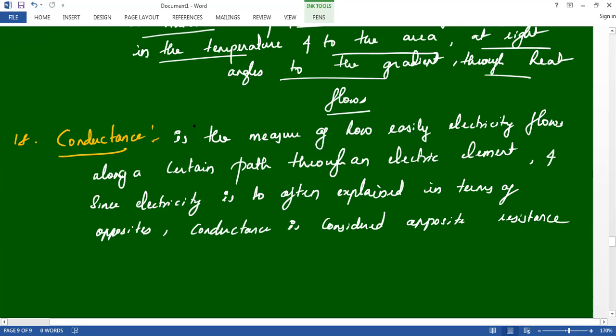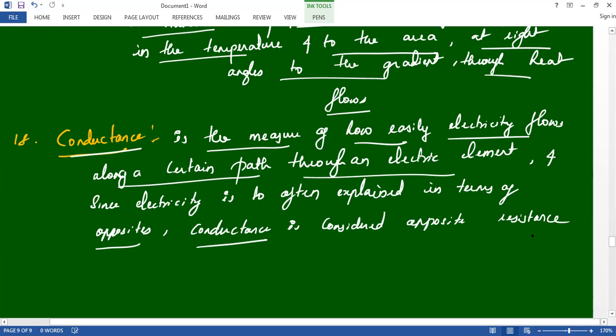Once again, we'll repeat this. Conductance is a measure of how easily electricity flows along a certain path through an electric element. Since electricity is often explained in terms of opposites, conductance is the opposite of resistance. Here, resistance is the rigidity offered to the flow of current, right? So conductance is the opposite of resistance. Let us move on to resistance.